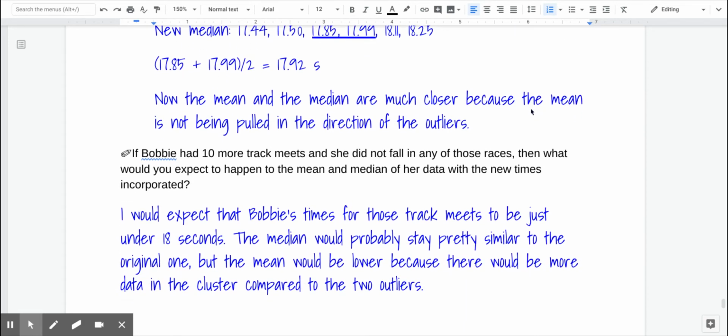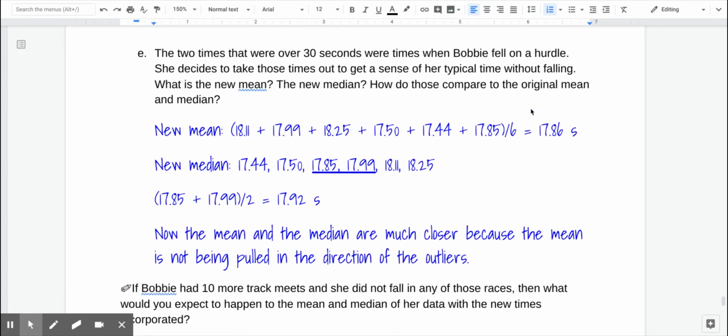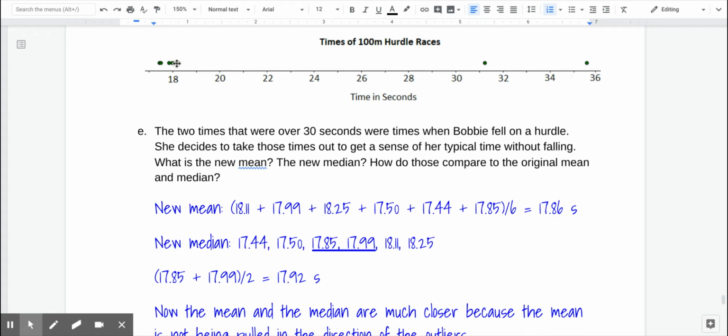And if Bobby had 10 more track meets and didn't fall, then I would think that her times for the track meets would be right around or just under 18 seconds. So if I put all those in with my original data set, this one in the dot plot, I'd have a bunch more dots right here around 18. That means my median is going to stay down here and my mean will be pulled a little bit more, but since I'm dividing by 10 more, it's going to be closer into this 18 mark.